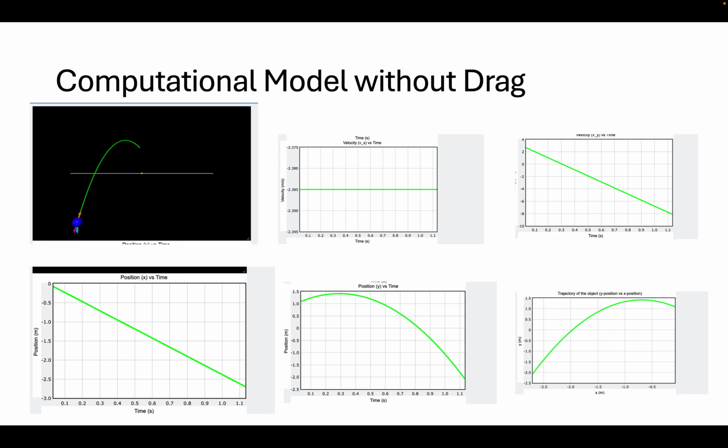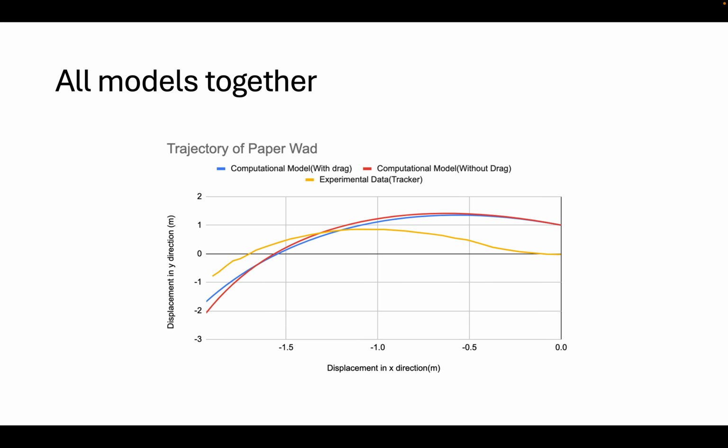And this is my computational model without drag. And these are all the models together. As we can see, there's some discrepancy between the experimental data and the computational model with drag, which we'll get into in the sources of error. But yeah, these are all my graphs together.